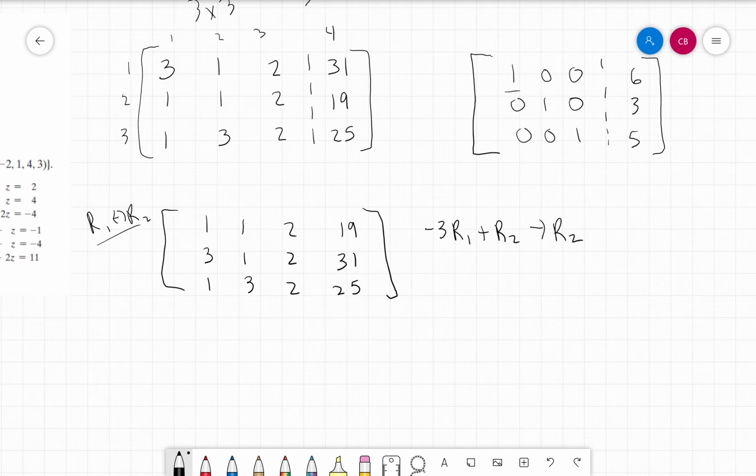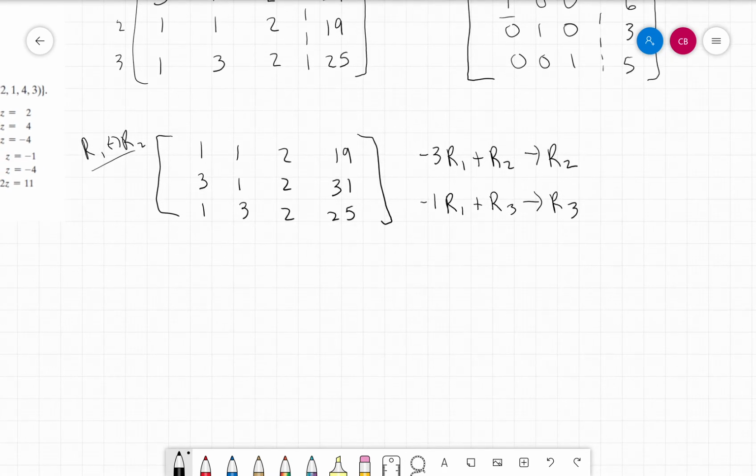We do not want to replace row 1 because we have that 1 in the position we wanted. And then similarly, we need to get rid of this 1 down here. So we're going to multiply by -1 times row 1, add it to row 3, and replace row 3. Let's do that real quick. 1, 1, 2, 19. Notice I've written this row again because that row does not change. Now I'm going to multiply row 1 by -3.